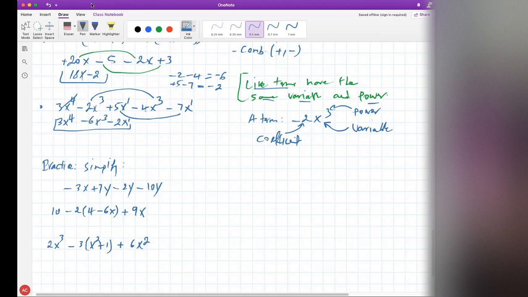Everybody, let's go over these problems. What do we get here for the first one? Negative 3x minus 5y. That's right. So all these look like terms, all have the same variable power. 7 minus 2, that's 5. 5 minus 10, negative 5y. Okay, pretty simple. You can do that basically in one step.